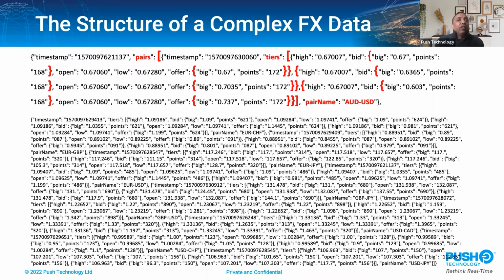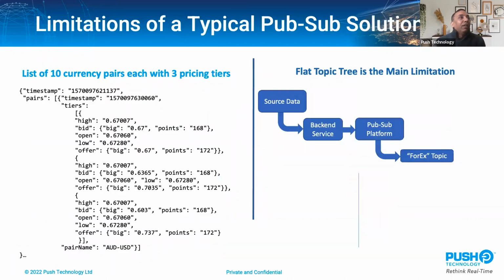This is the data that you would receive into the PubSub. It's a JSON structure with a lot of arrays and sub-JSON structure. If you look at the code beautified to make it simpler, this is the currency pair, with 10 currency pairs and 3 pricing tiers per currency pair.